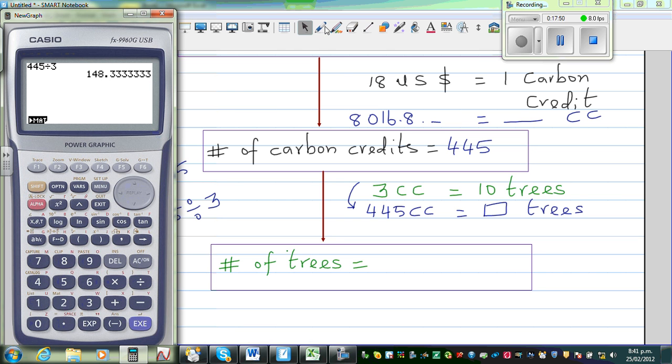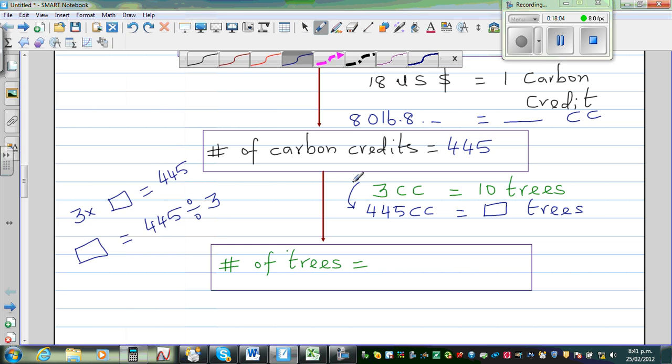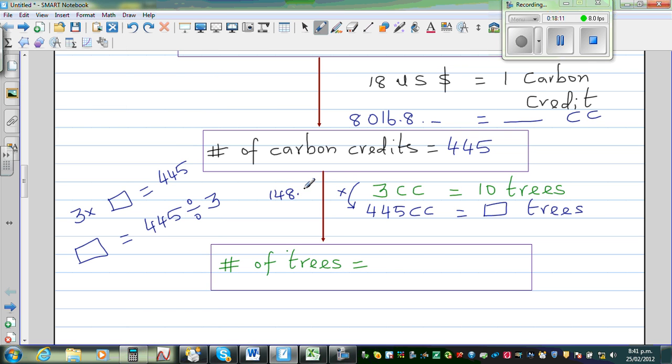And if you want to check your answer, this times 3, of course, you get 445. So divide by 3 is 148.333 recurring. So if this increases by this factor or this number, the trees should also be multiplied by the same factor. That is 148.3 recurring. This is simple logic.